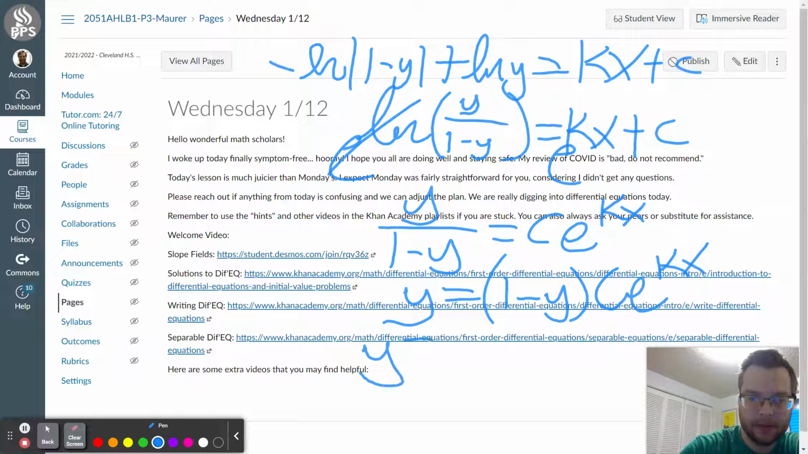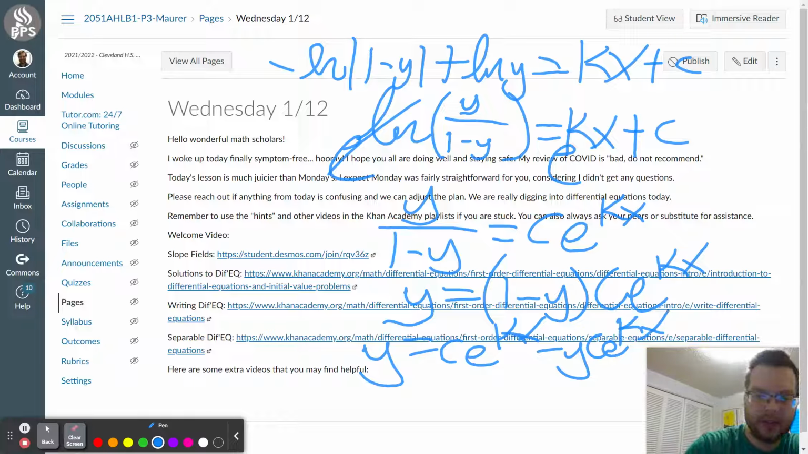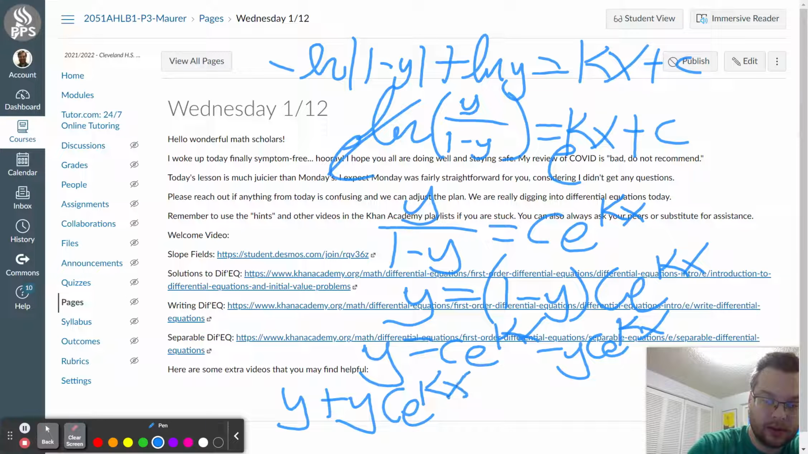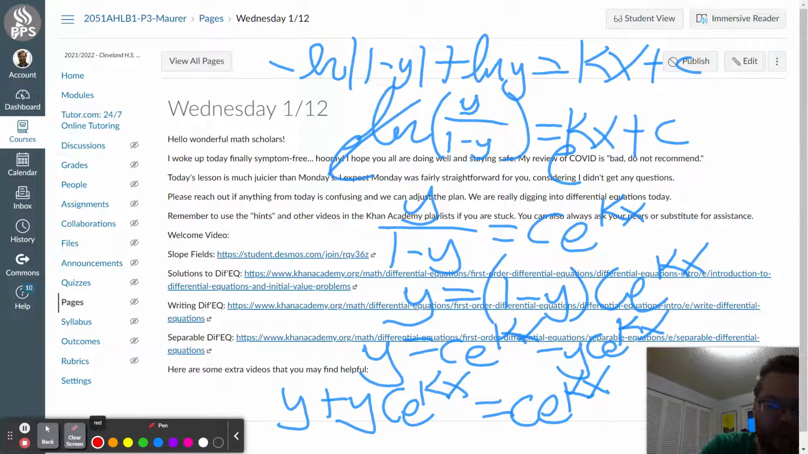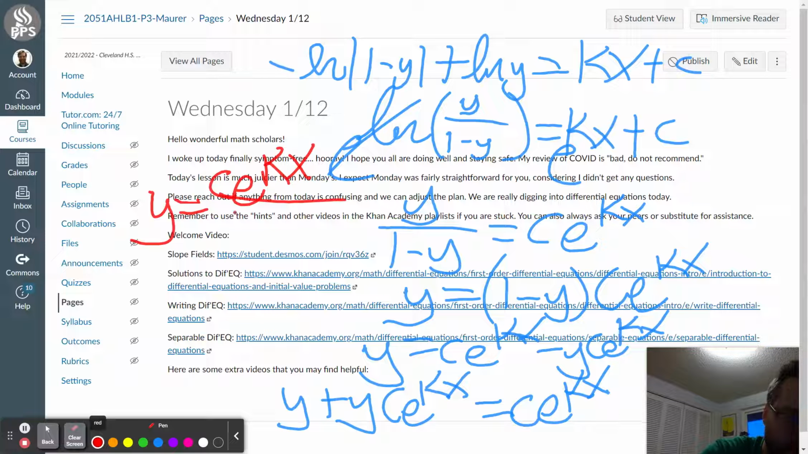Distribute. y equals c e to the kx minus y c e to the kx. Gather my y's on the left side. We're almost there. And then you see the left side has a y in common. So I'm going to factor that out and divide. And so our final answer here, if I factor it out and divide, is that y equals the original right side, c e to the kx, divided by what was factored out, 1 plus c e to the kx.